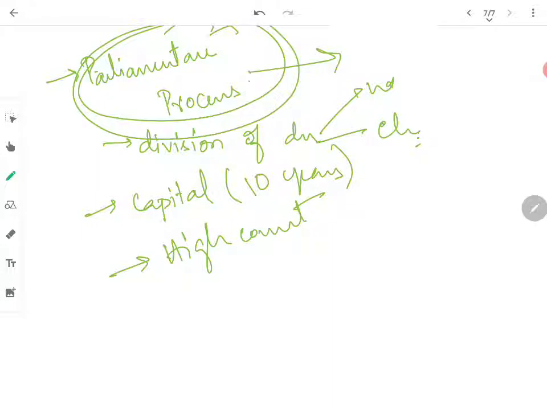This chapter also deals with how the separation took place. Was the bill to be passed in the parliament, or did the states need to give consent before the passage of the bill? All these things will be discussed in the parliamentary process.